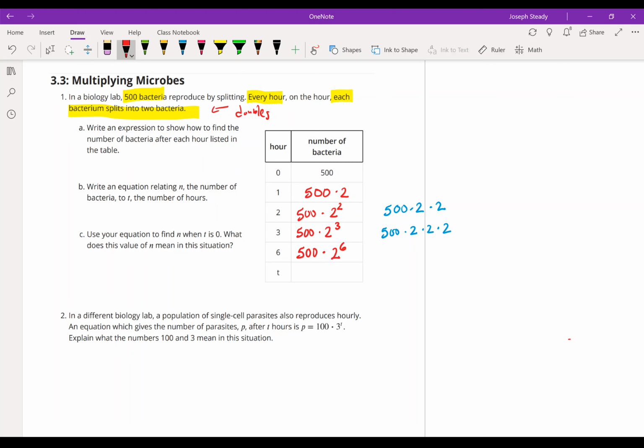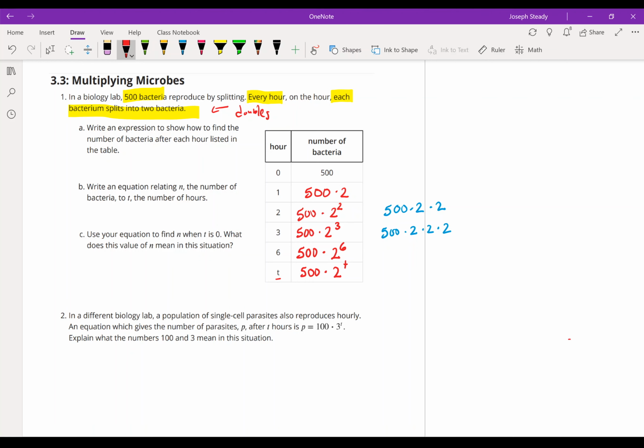Now, in this case, in the last row, they don't tell us how long it has been. They just leave it as t. So in this case, it's going to be 500 times 2 with an exponent of t. And I don't know what t is, but we can fill that in whenever we get around to it.